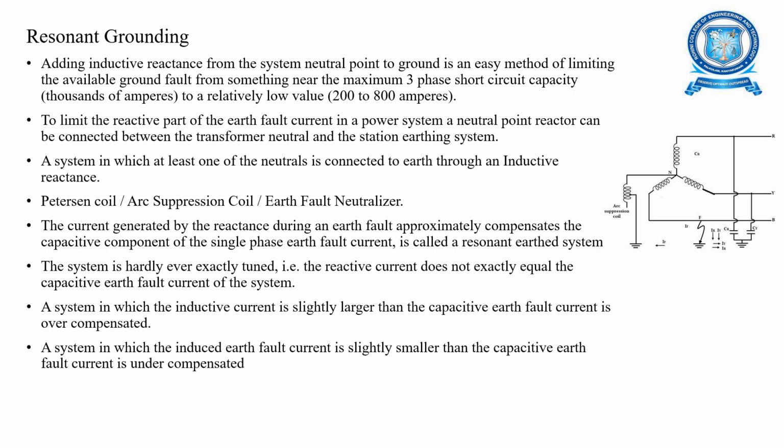Adding inductive reactance from the system neutral point to ground is an easy method. To limit the reactive part of the fault current in the power system, a neutral point reactor can be connected between the transformer neutral and the station earthing.